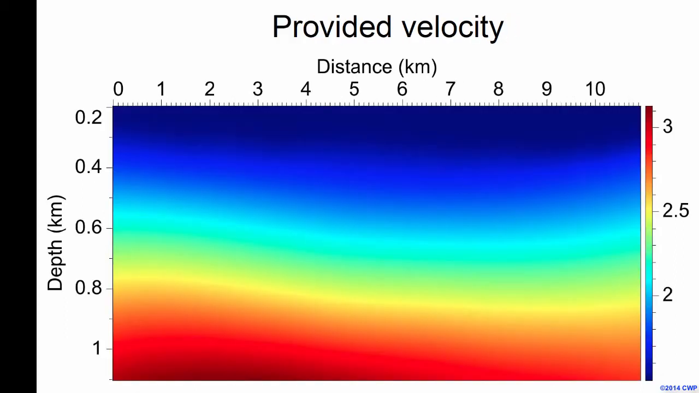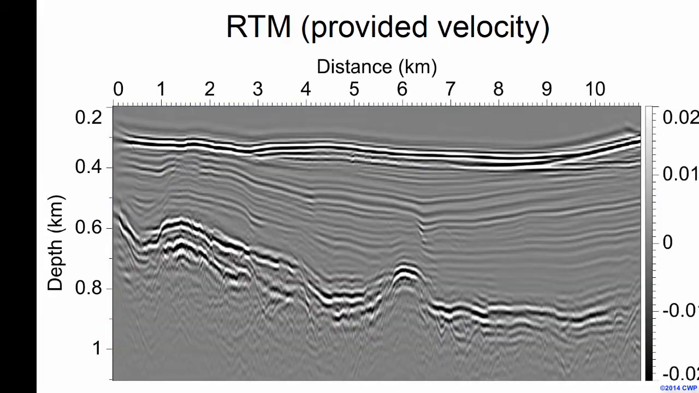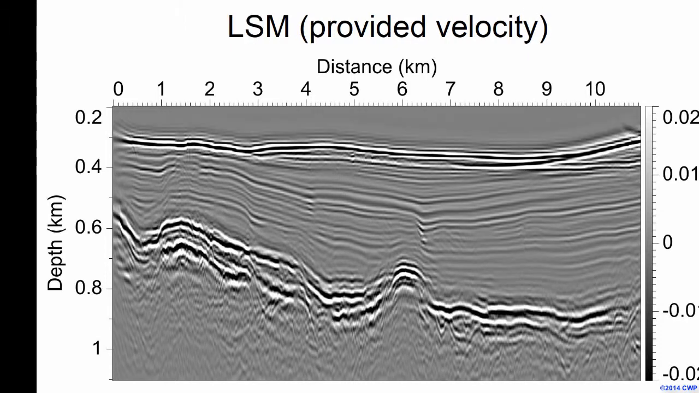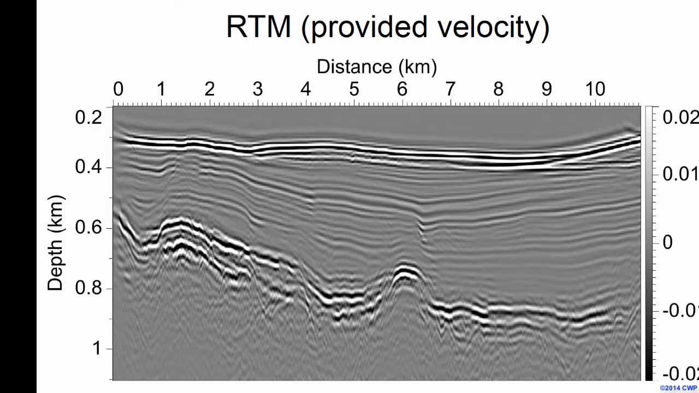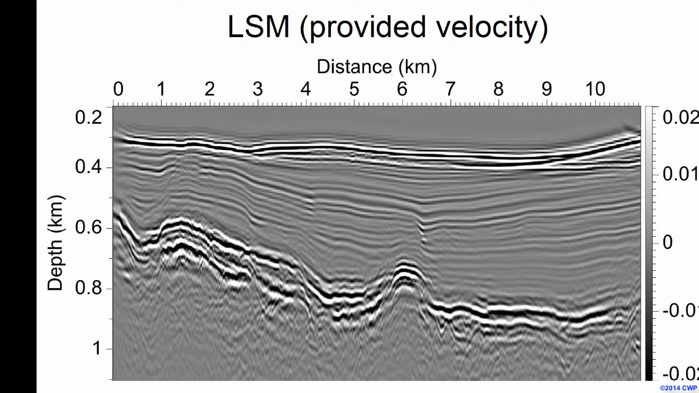Let's look at the same comparison now for a field data example. This is the same field data that we saw a little bit earlier, and we'll go into more detail later, but here just let me show the images we obtained. So here's the provided velocity model that I'm using for migration. Here's the RTM image computed with that provided velocity model, and now here's the least squares image. So let me toggle back and forth. Here's RTM, and here's least squares.